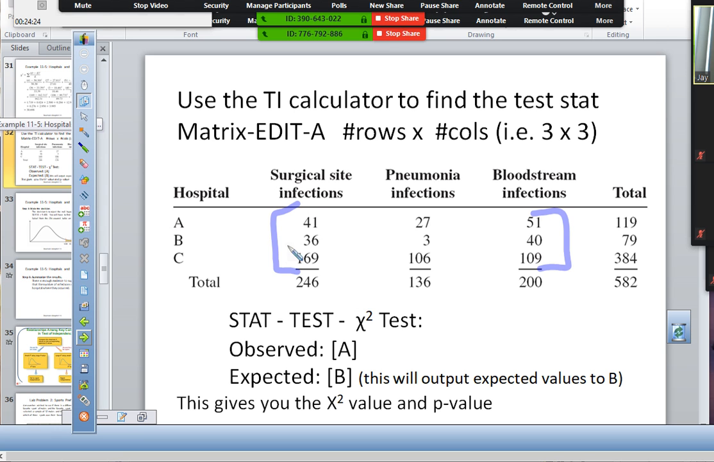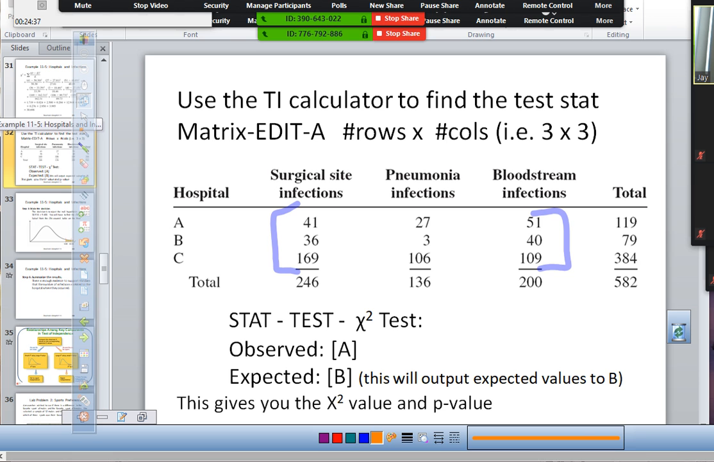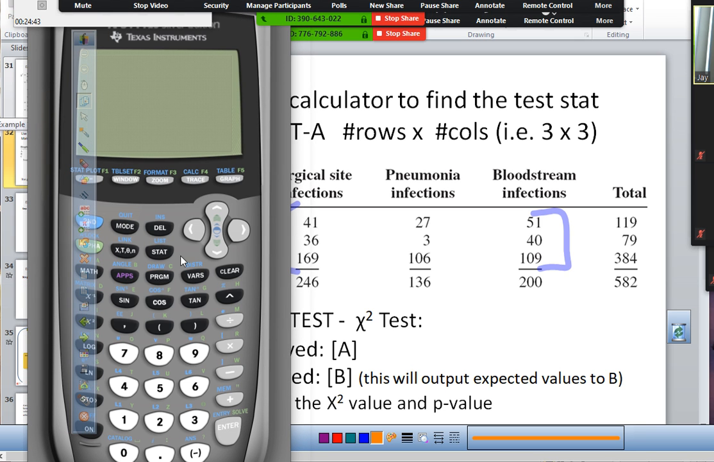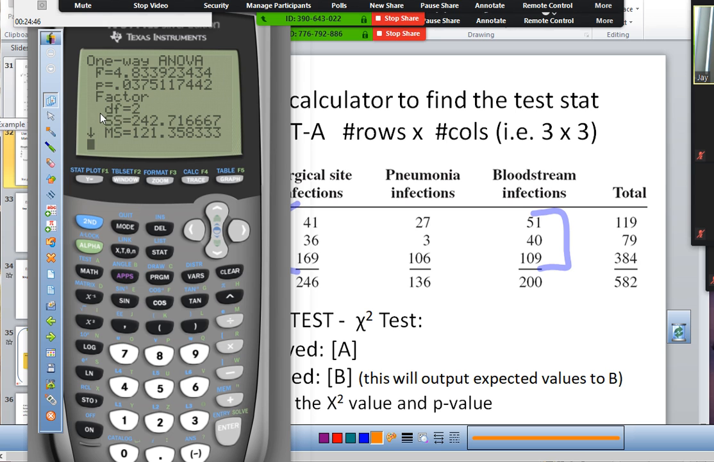Instead, we're going to take this matrix and we're going to put it into a calculator. So you're going to matrix, edit, A, and then put in your number of rows and number of columns. So I'll show you. Everyone bust out your calculators, get them out, pull them out. Okay. Everybody have your calculators out?